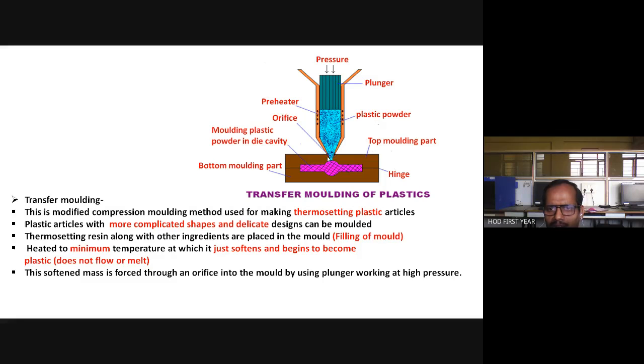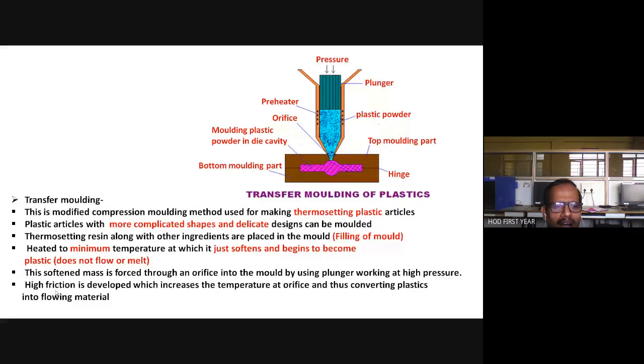Now during passage through the orifice, friction is created, friction between the material and the sharp edges of the orifice. Due to that friction, the material is heated and converted into fluid. That is what is written over here. High friction is developed, which increases temperature at the orifice and thus converts plastic into flowing material. So the material starts flowing due to frictional heat created at the orifice surface, and all cavities inside this mold are filled up. So here we get the article with the desired shape.